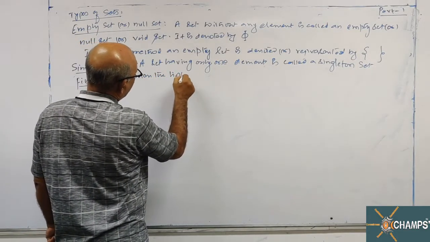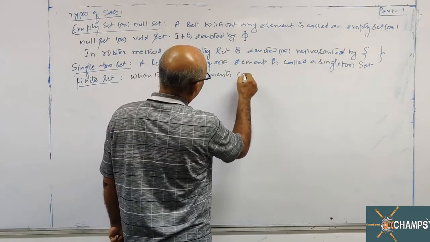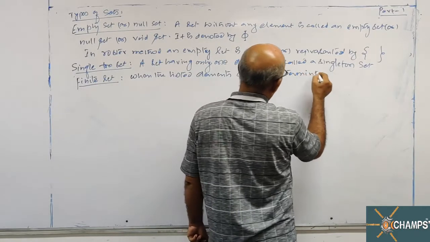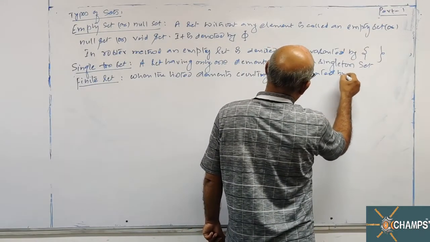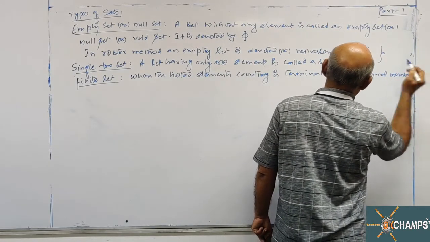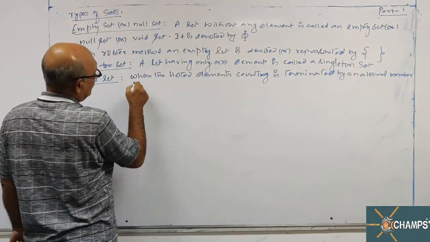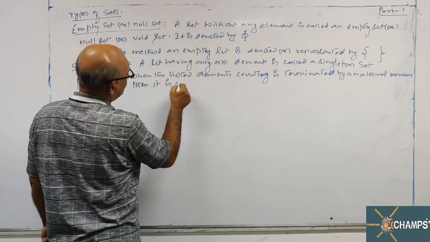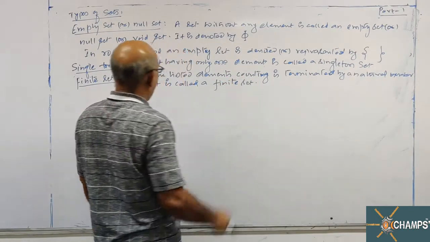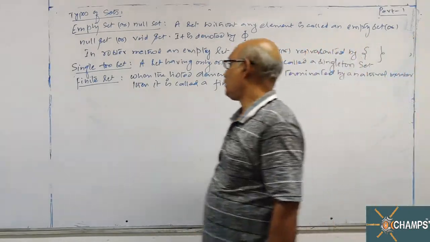When the listed elements counting is terminated by a natural number, then it is called a finite set.